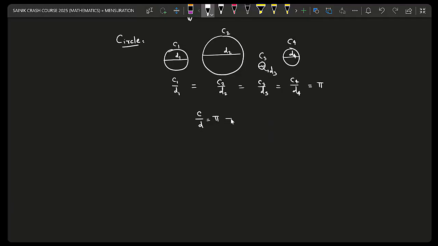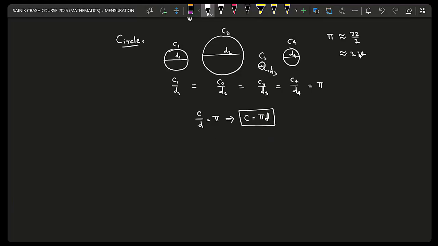So transposing d to the other side, we get circumference is equal to pi d. So whenever diameter is given, then the circumference of the circle we can find using pi d. So what is this pi? Pi approximate value in fractions, you can use 22 by 7, or in decimals you can use 3.14. When to use 22 by 7 and when to use 3.14, I'll be explaining in the questions.